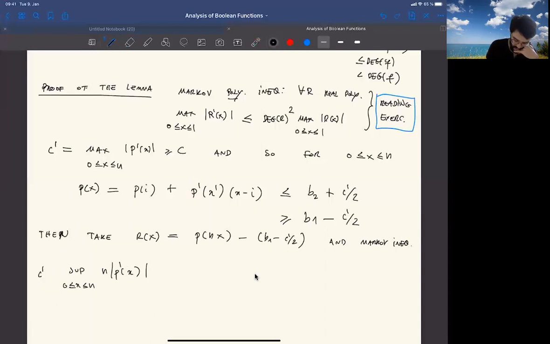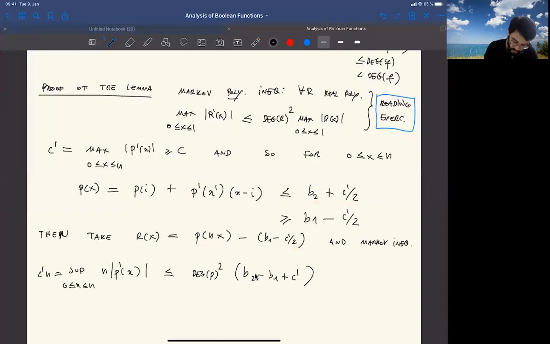This is c prime n, and this is less or equal than the degree of p squared, which is the same as the degree of r squared, less or equal than the max of p. But what's the max of p? This guy is always greater or equal than 0, and is less or equal than this minus that. And so this should be b2 minus b1 plus c prime.